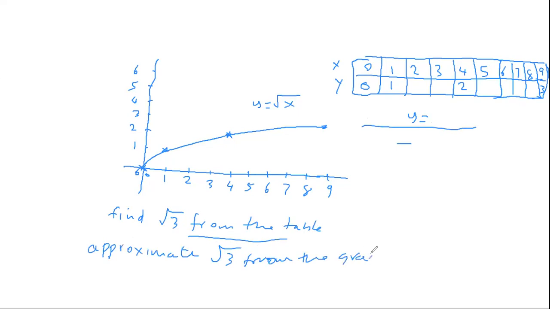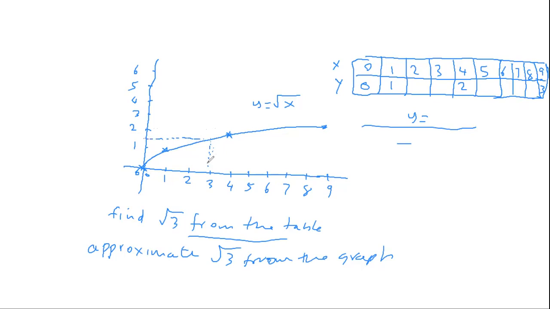From the graph. How do you approximate it from the graph? You're going to have to go up like this, right? It's right here. And then you have to go crossing to the y to figure out what it is, right? This is what they taught us in high school and everything, right?